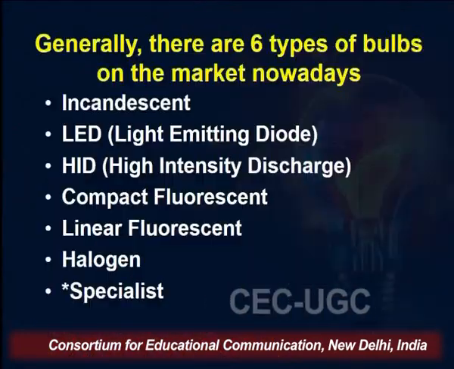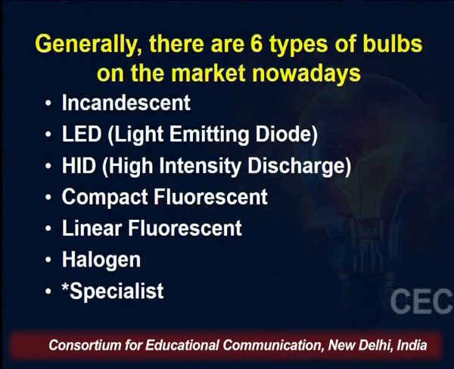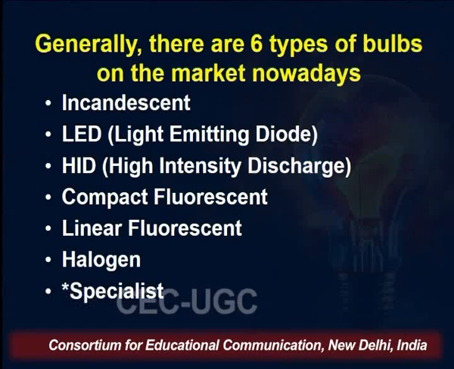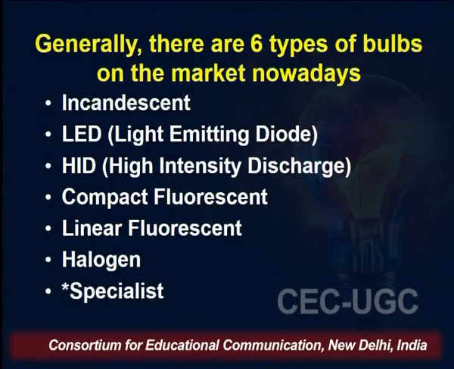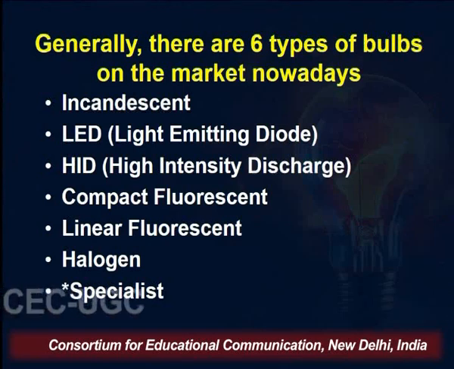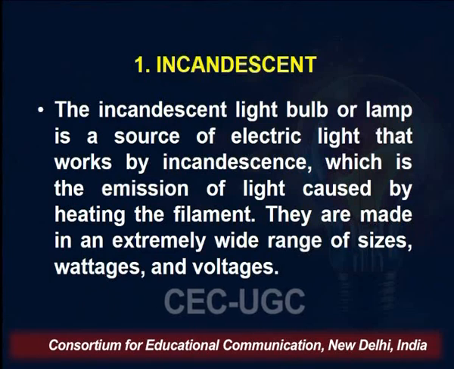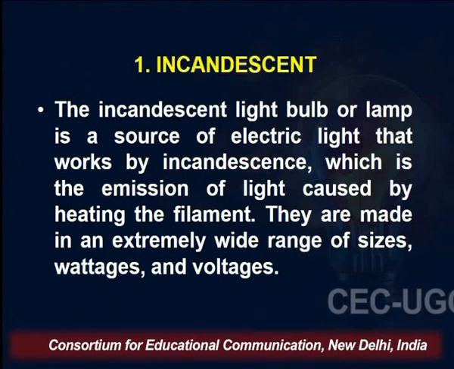Generally, we have discussed four types of bulbs. There are more bulbs which we have not covered. One is the HID, the high intensity discharge bulb. Second are the specialist bulbs. We have discussed the compact as well as the linear fluorescent bulb, and there are some specialist ones. In the incandescent bulb light source, we discussed that they are made in an extremely wide range of sizes and voltages. Moreover, we are now discussing the high intensity discharge bulb, which we have not covered.